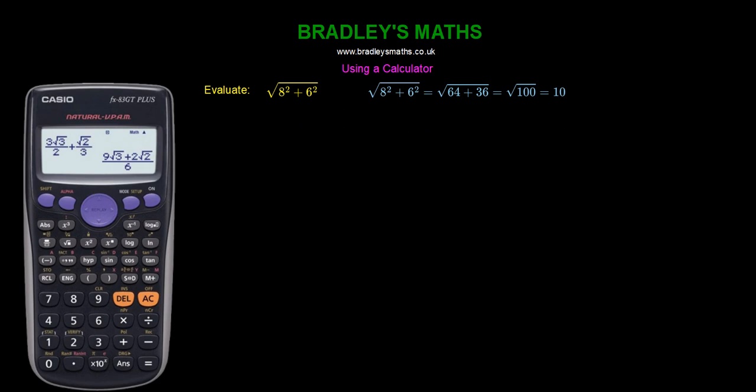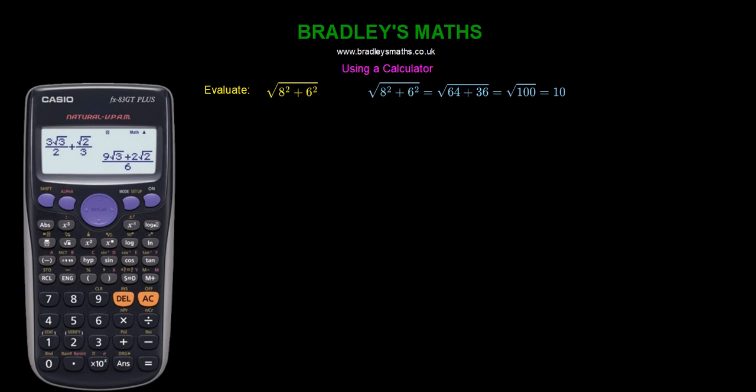Okay, but we're going to do it on the calculator. And the reason we're doing it on the calculator is just to show you how we put this in. If we just put in square root 8 squared plus 6 squared, the square root of 8 squared is 8 and 6 squared is 36. 8 plus 36 is 44. And that is what it will give you as an answer. What you have to do is tell it that this 6 here belongs under the square root sign.